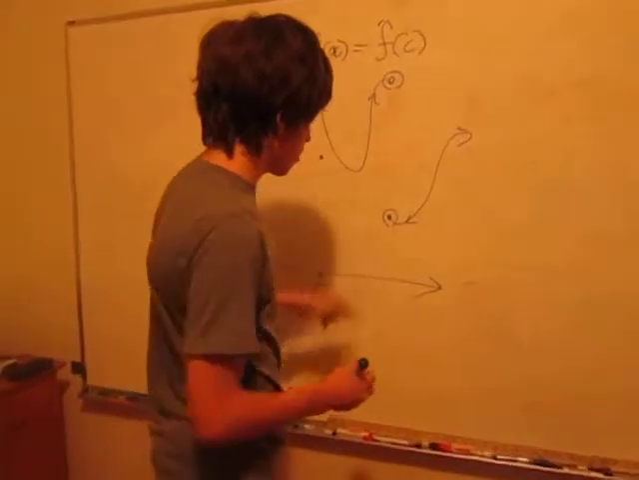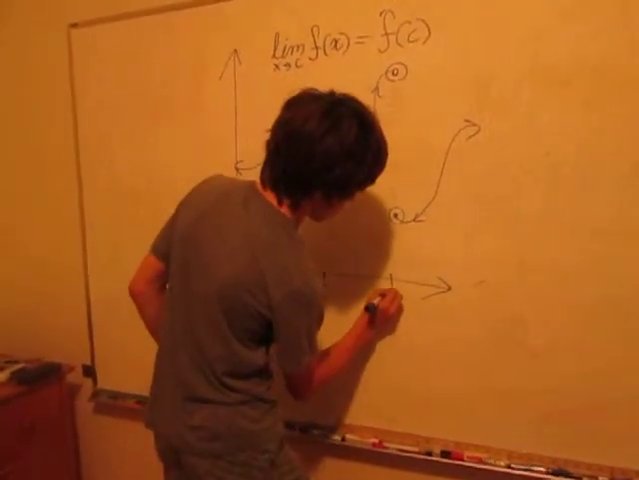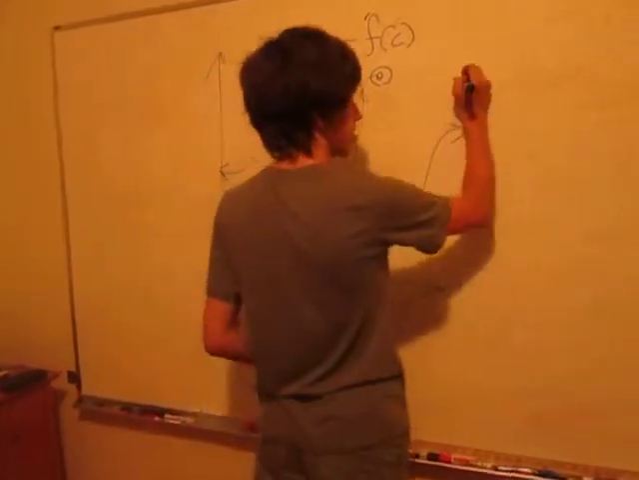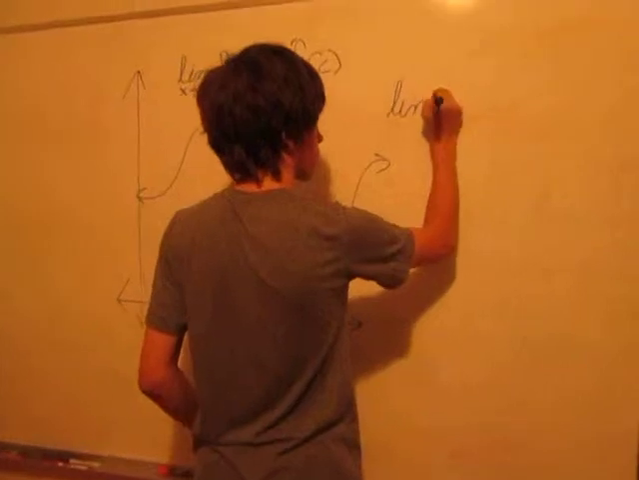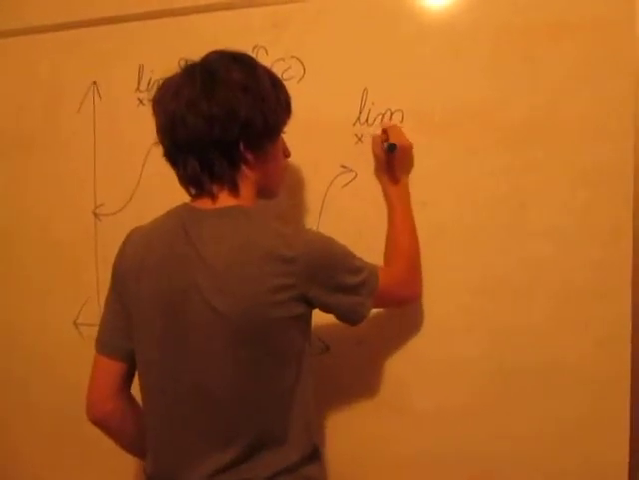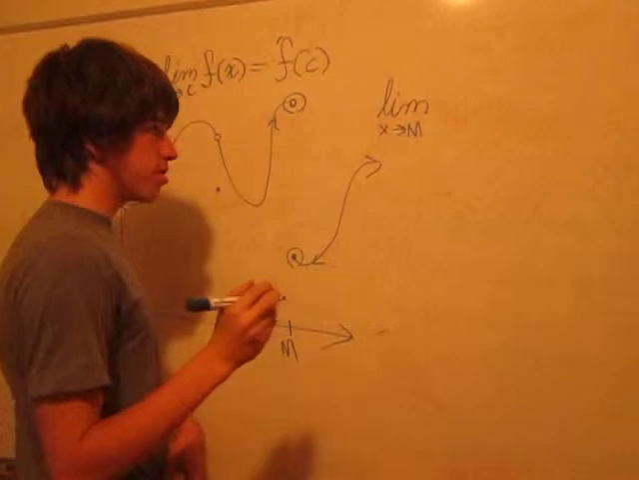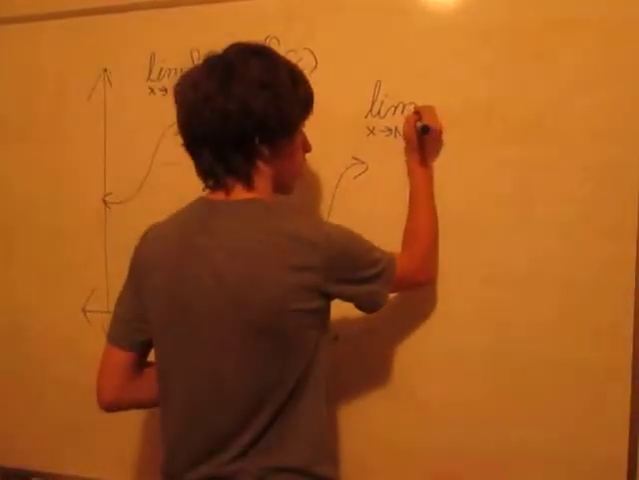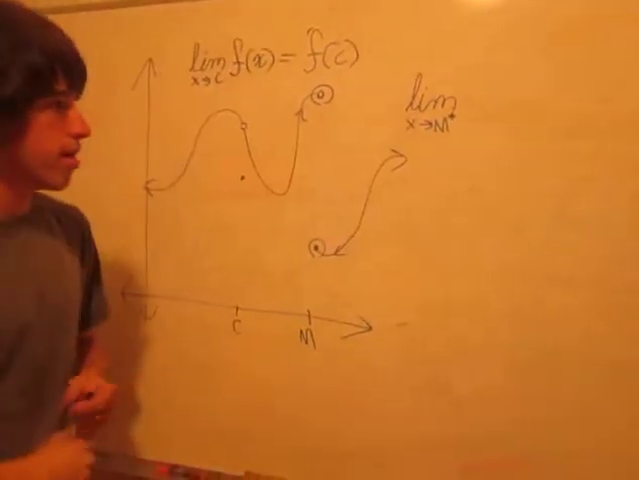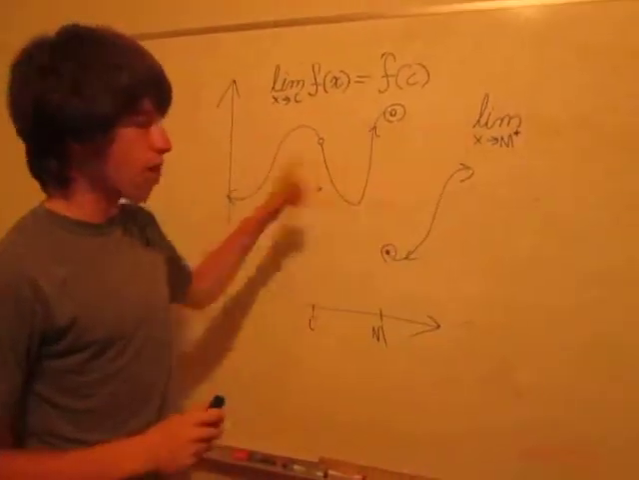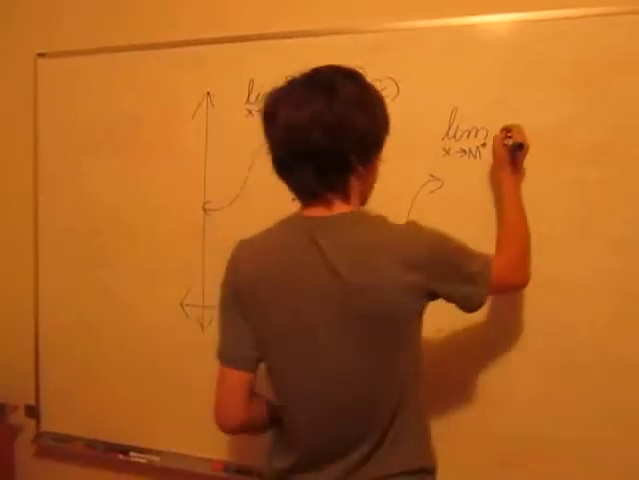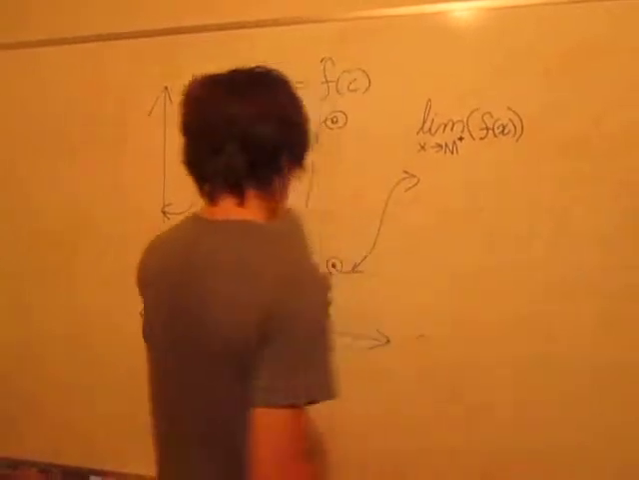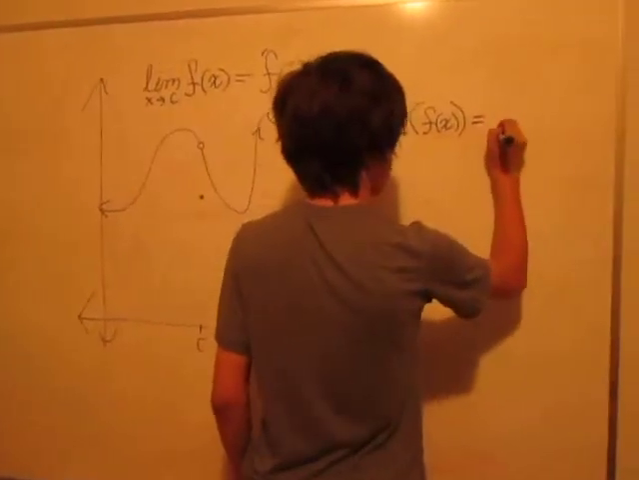So instead, let's call this point M. You'd evaluate this as two different limits. So you'd say the limit as x approaches M, and what you do is put a little plus sign, like an exponent. And that means it's approaching from the right to the left of our f of x, and that's equal to this point here, f of m.